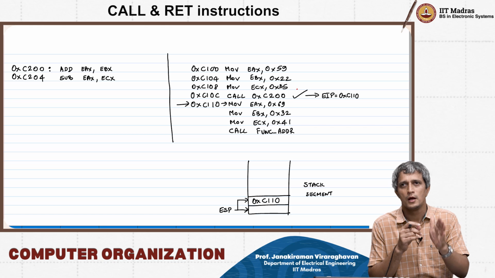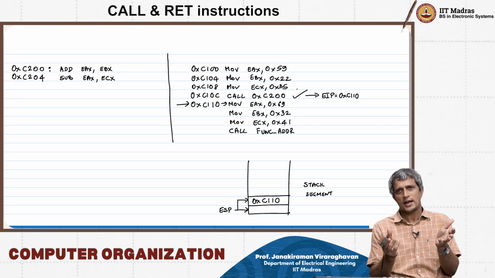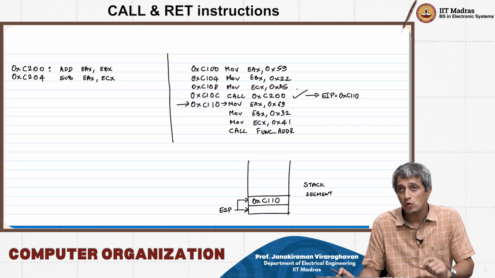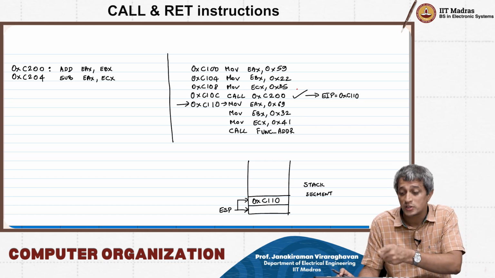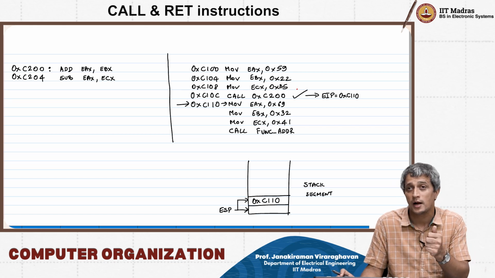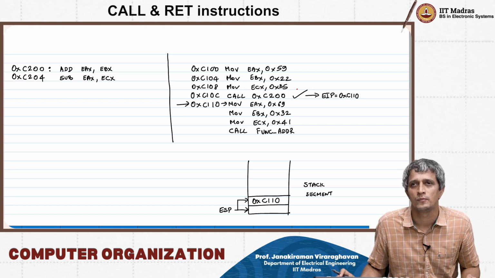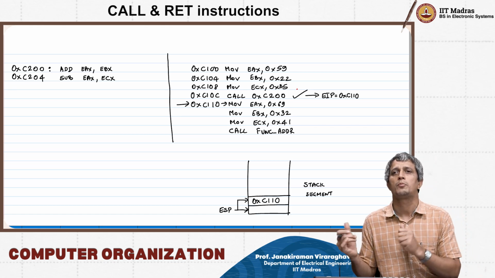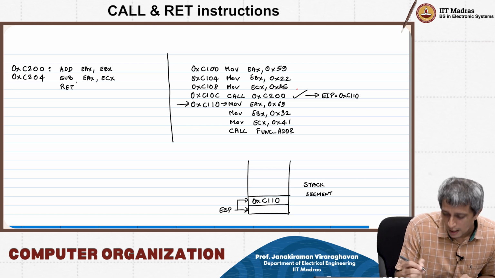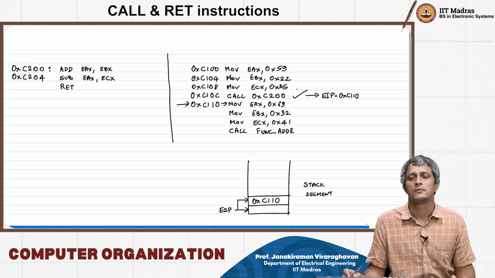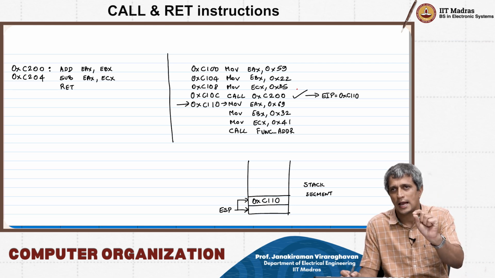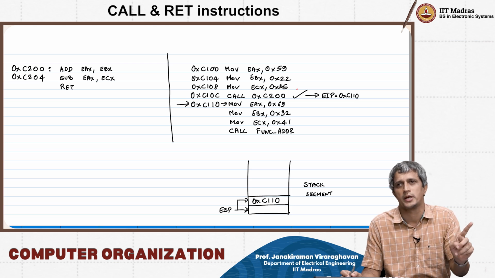You come there, you do an addition, you do subtraction, or whatever function description you want, and now I need to return to this point where I had to continue after the function call. What is that return address? It is 0xC110. Where is that? That's sitting on top of the stack. So I will execute what is known as a RET here. What is RET? It will simply pop the top of stack into the instruction pointer.